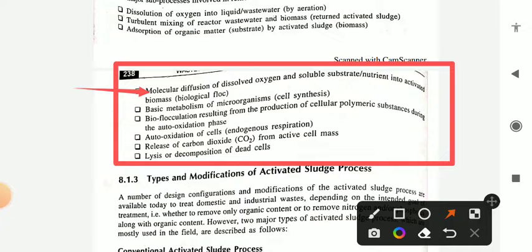Then molecular diffusion of dissolved oxygen and soluble substrate nutrients into the activated biomass, or we can say biological flow. Then basic metabolism of microorganism cell synthesis. Then bioflocculation resulting from the production of cellulose polymeric substrate during the auto-oxidation phase, and auto-oxidation of cell endogenous respiration. Then release of the carbon dioxide from the activated sludge mass, and the last is lysis or decomposition of the dead cells, the last unwanted materials, the dead materials decomposition, right.